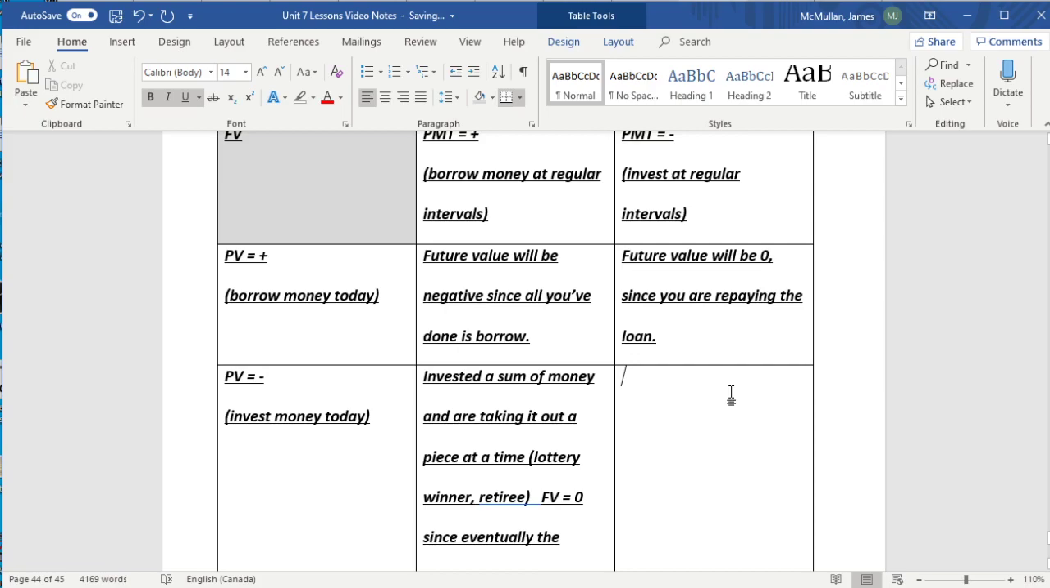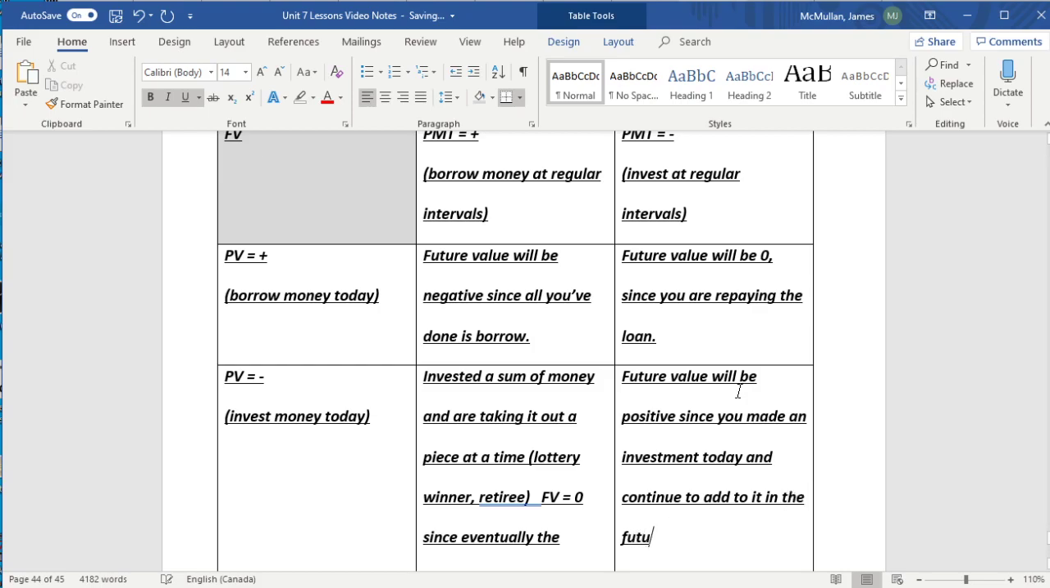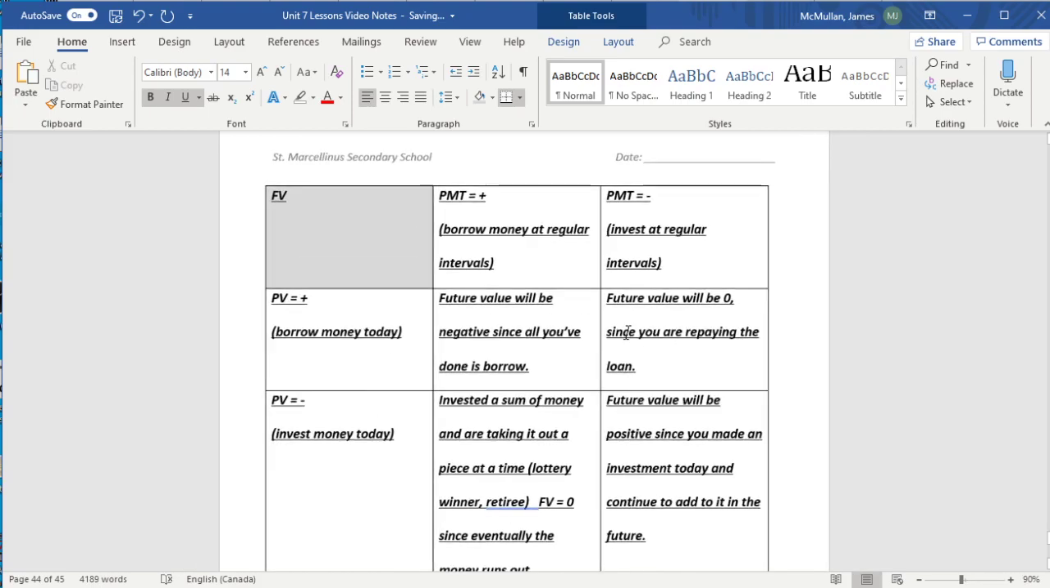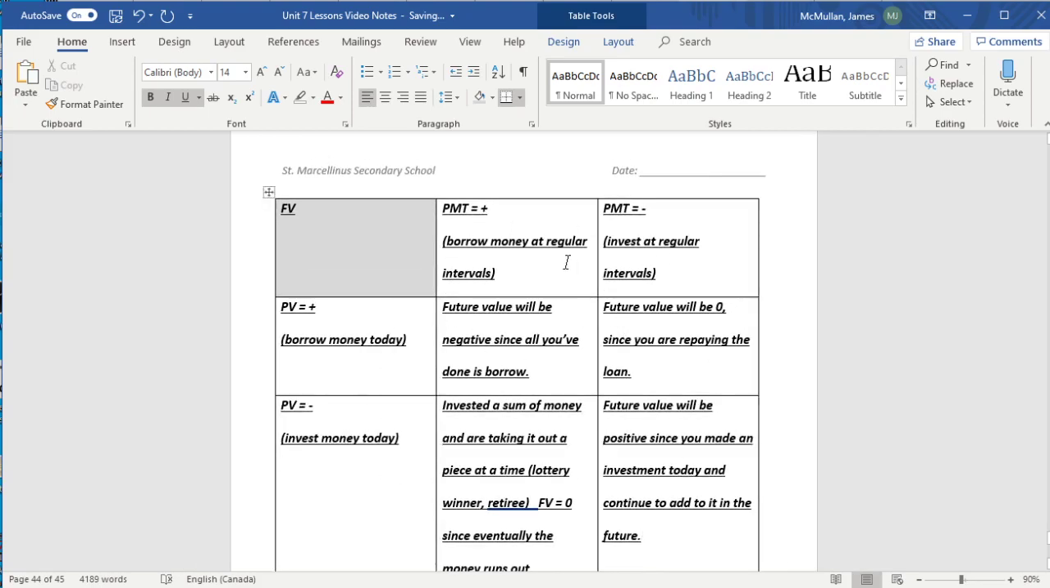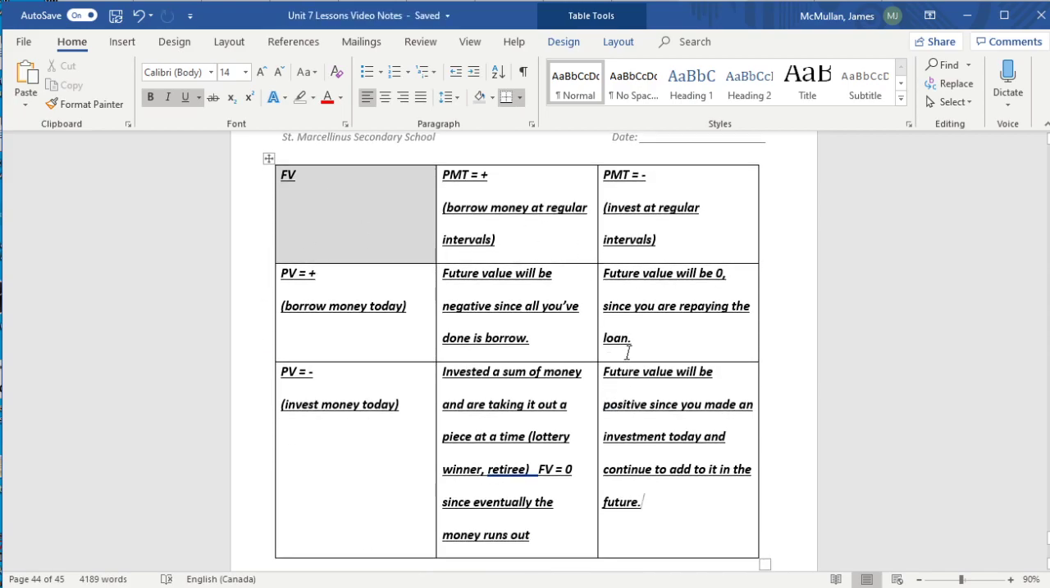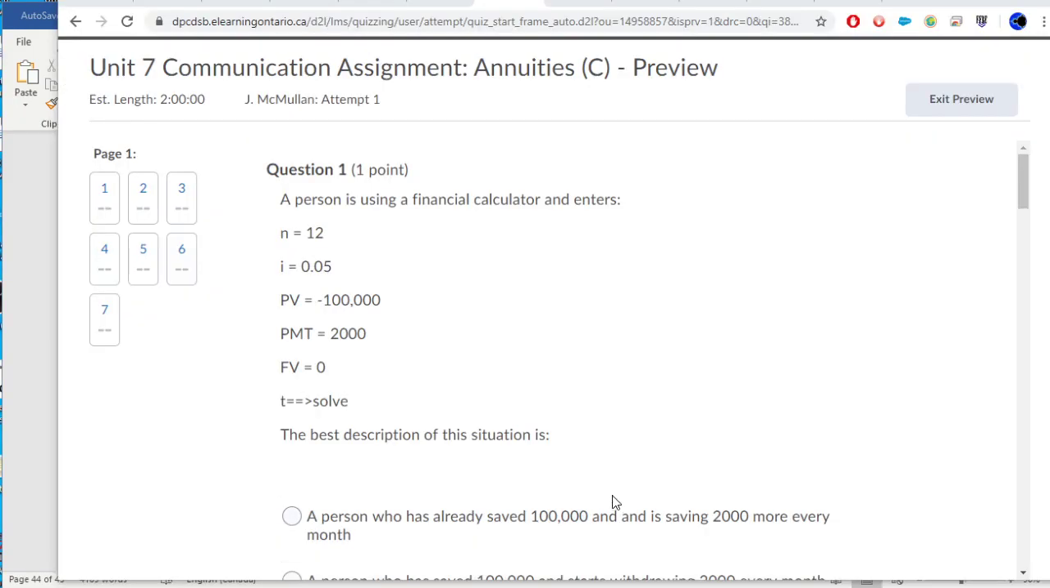This last one is future value will be positive since you made an investment today and keep adding to it in the future. Okay, so this chart will basically help you answer any annuities question that you might get. Depending on what sign you use, you would be matching it to a different scenario. So let's take a quick look at the assignment.